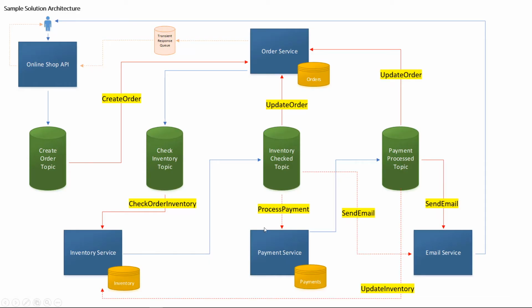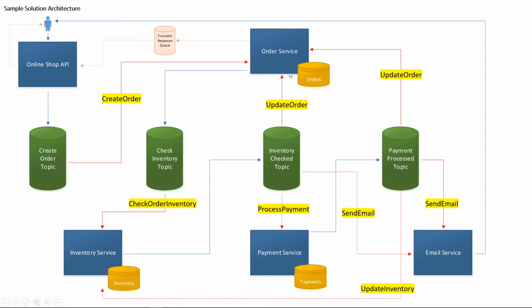If the message came into the process payment subscription because it cleared the inventory check, the payment service will send a new message to the payment process topic, indicating whether the payment succeeded or not. And based on that, we update the inventory as we saw before, if the payment has succeeded.